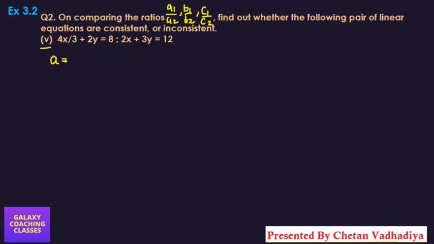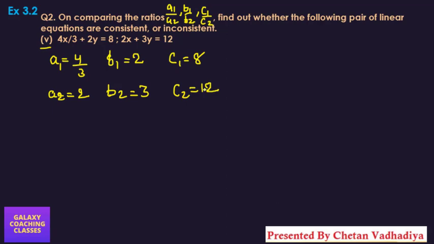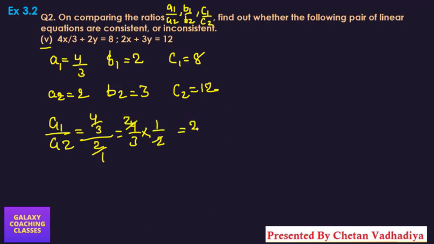Here also, again you can see a1 is a fraction, 4 by 3, b1 is 2, and c1 is 8, a2 is 2, b2 is 3, and c2 is 12. So again you need to divide. Let me tell you. 4 by 3 upon, you can take this as 2 by 1. So fraction by fraction, 4 by 3 into the reciprocal. So you can cancel this and you will get 2 by 3, guys. So a1 upon a2 will be 2 by 3.